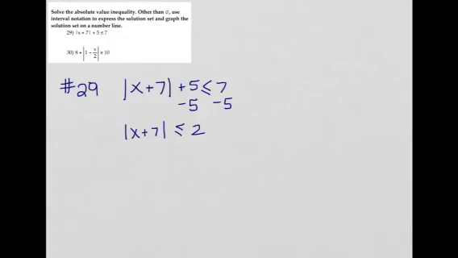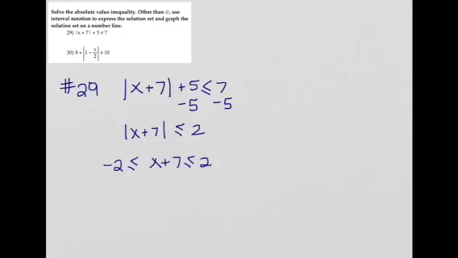So the next step is to say that this value, x plus 7, is less than or equal to 2, but it also must be greater than or equal to negative 2, because it has to be between those two values. If x plus 7 was, say, less than negative 2, if it was negative 5, then its absolute value would be 5. It wouldn't be less than or equal to 2. So it has to be between those two values.